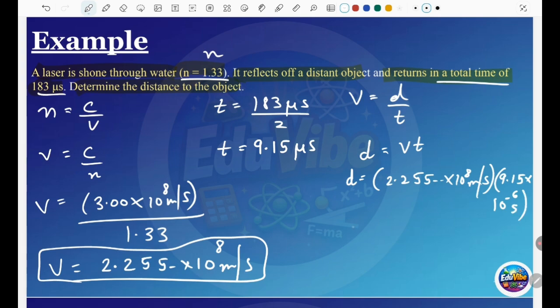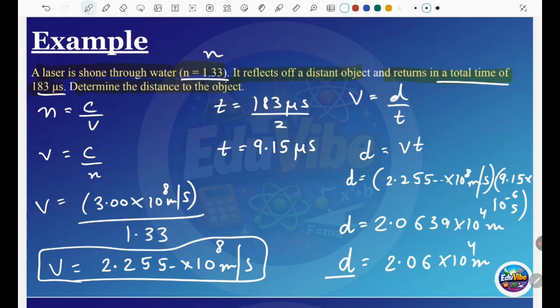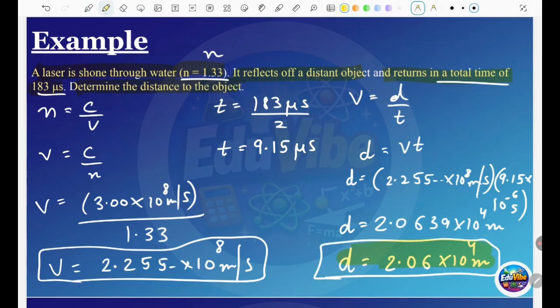This is in your formula sheet. This formula is also in your formula sheet. So you get d of about 2.0639 × 10^4 meters. And we want 3 significant figures, so 2.06 × 10^4 meters. So this is your distance.